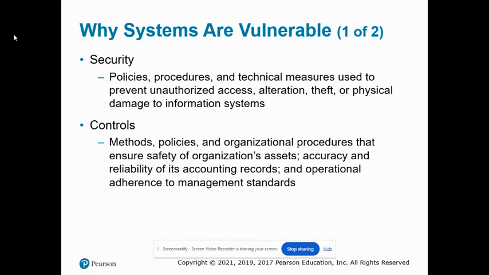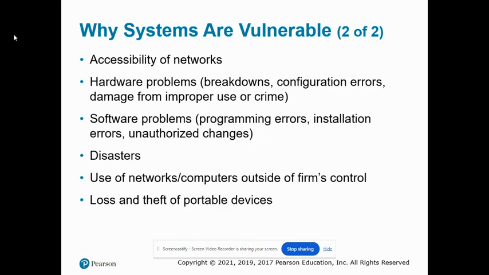In my past experience, specifically with Ernst & Young, I had the opportunity to review and/or audit several control processes that were in place over financial information systems. Can you think of an example of a security technique and an example of a control that might be used in a business?